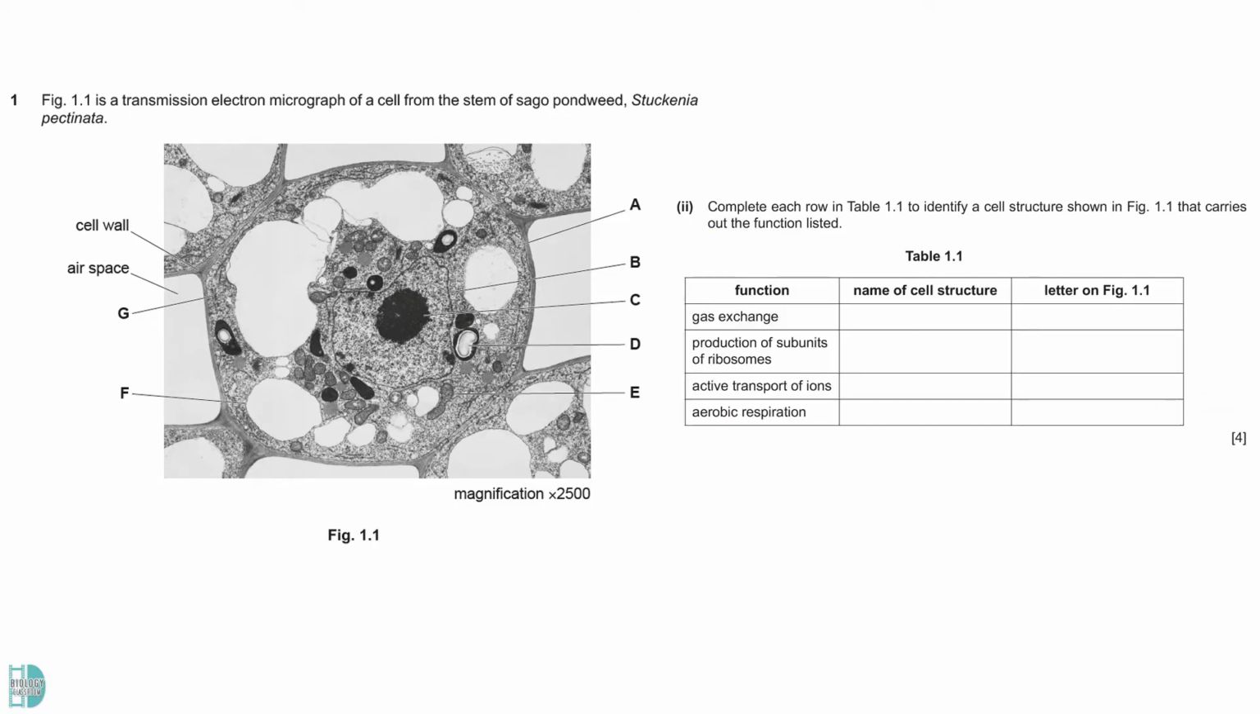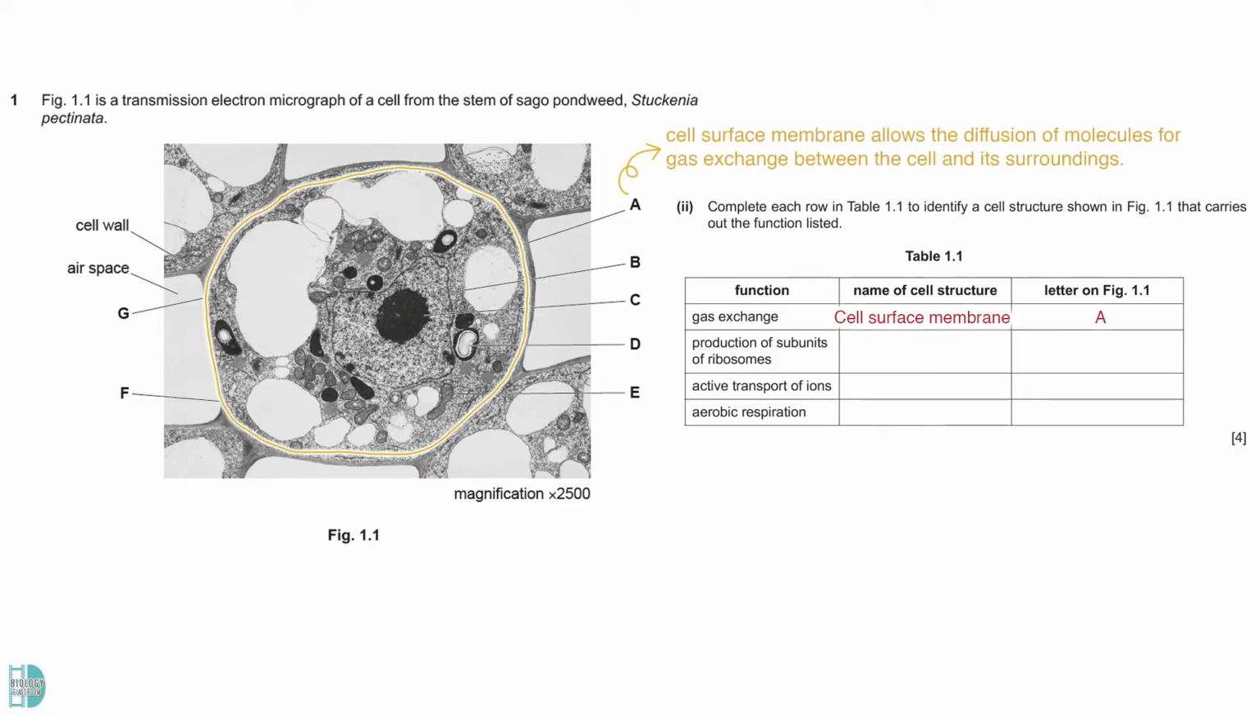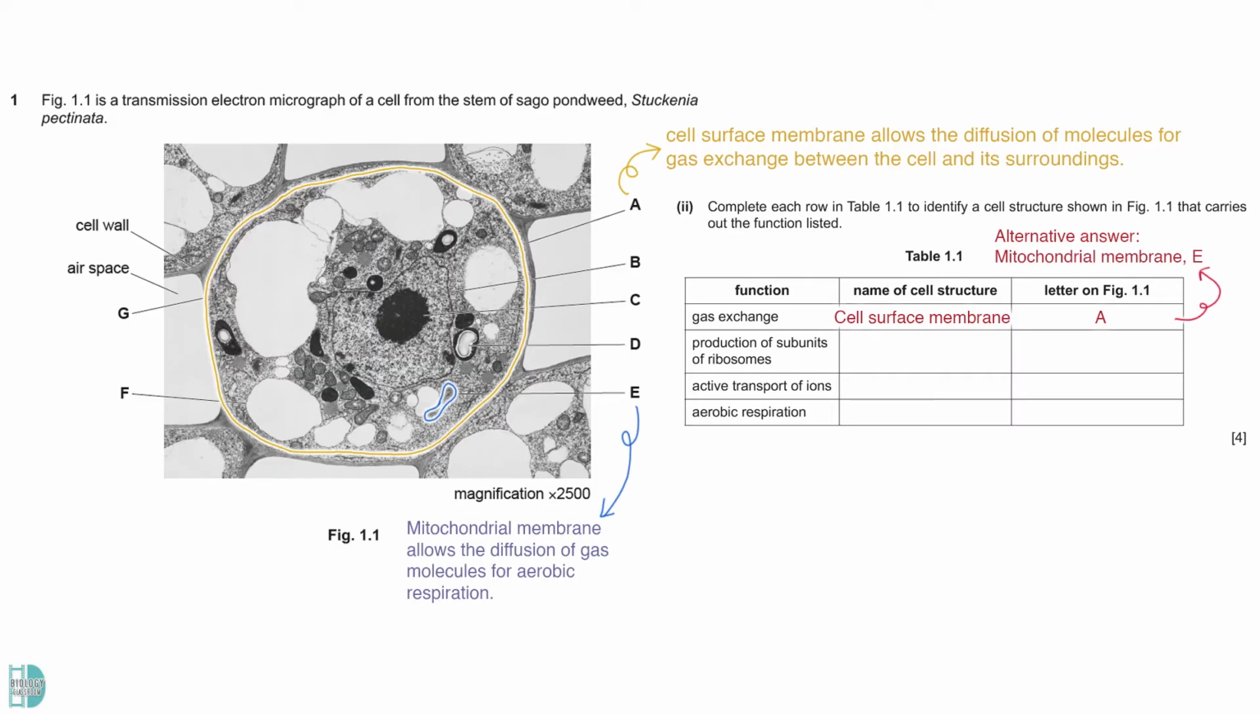A2 wants you to complete the table by identifying the cell structures using their functions. A cell surface membrane allows the diffusion of molecules for gas exchange between the cell and its surroundings. It is A in the figure. The mitochondrial membrane can also be an answer as it allows the diffusion of gas molecules for aerobic respiration. Ribosome synthesis occurs in the nucleus.